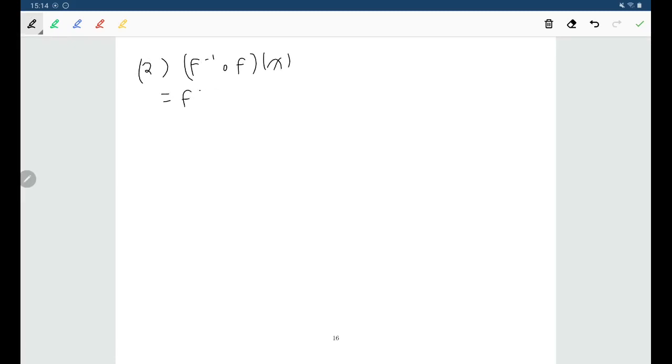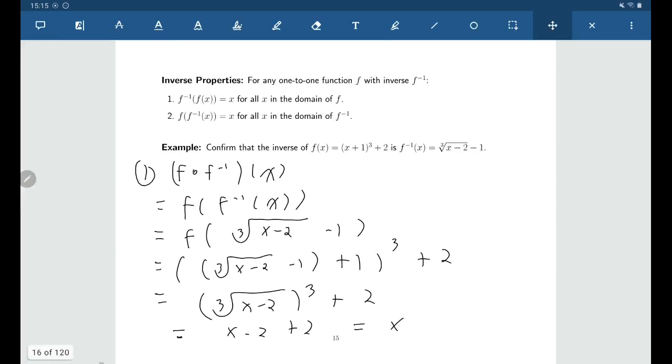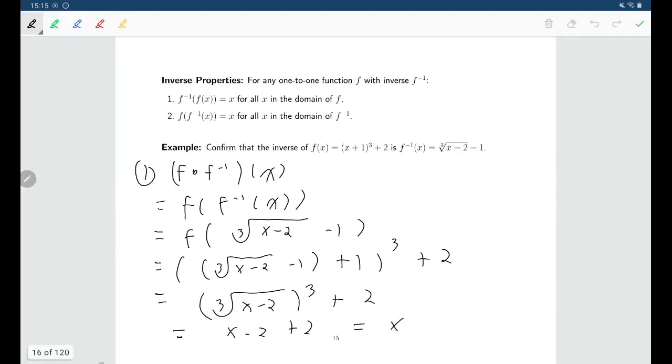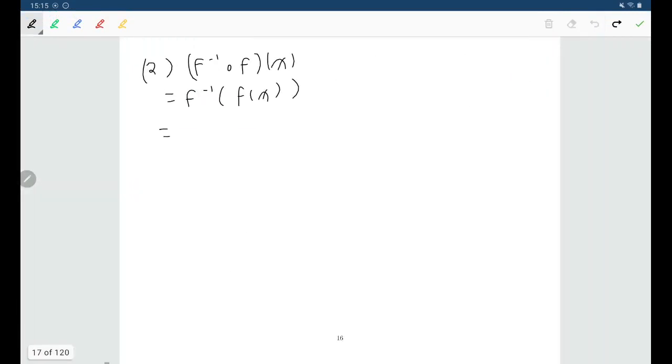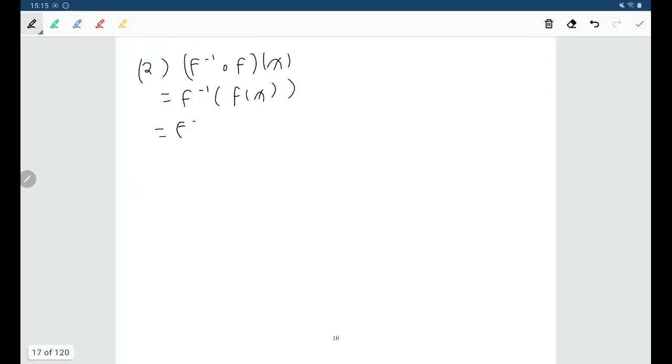So that's putting f inverse, putting f of x inside of it. And f of x, this was our function. Again, that was x plus 1 cubed plus 2. And so there we go.